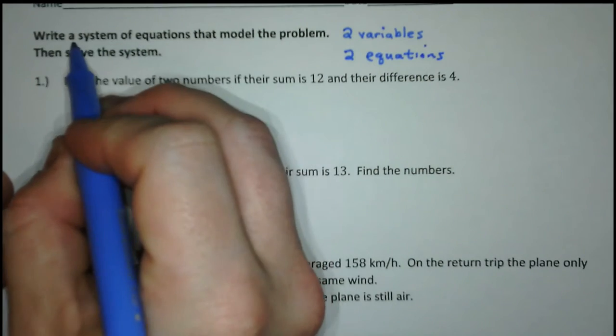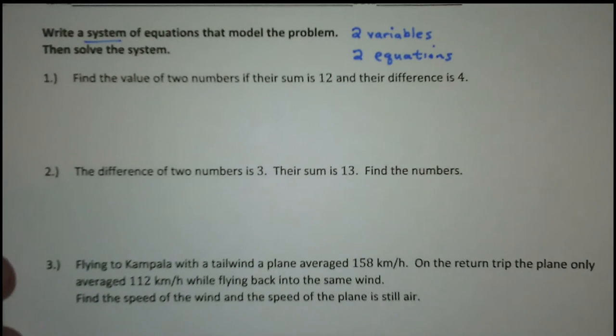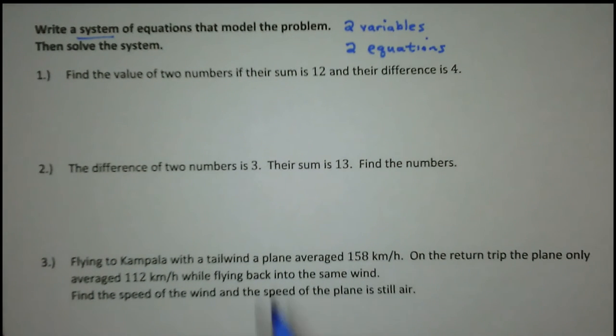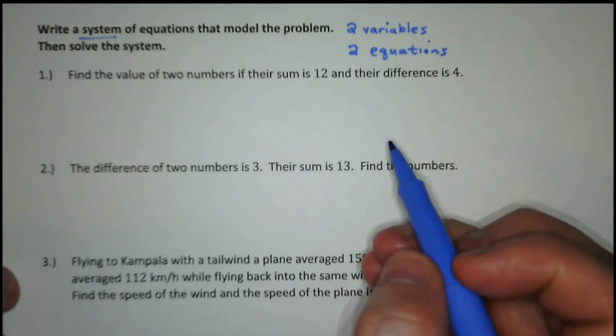And that's why the word of the day here is system. Solve the system. Because if there was only one unknown, if there was only one variable that was not known, you would only need one equation. But when there's two unknowns, you usually need a system of two equations to solve for it. So I'm going to do number 1 for you. Find the value of the two numbers if their sum is 12 and their difference is 4.